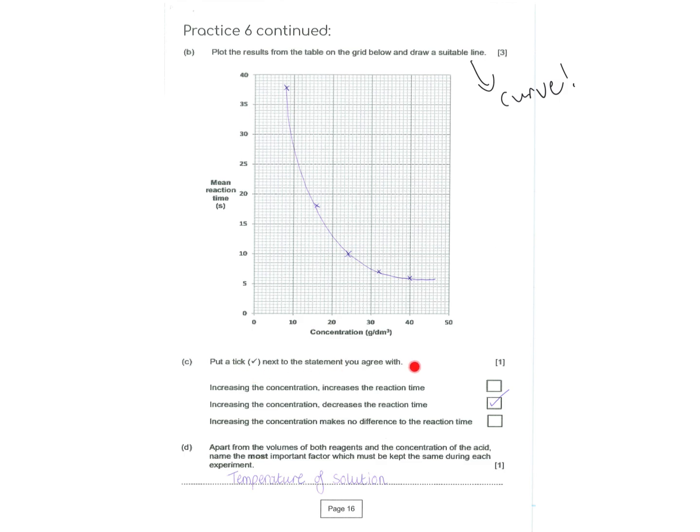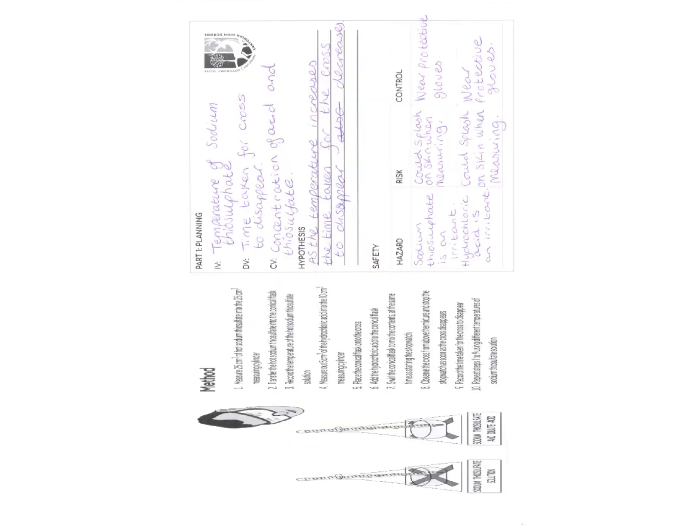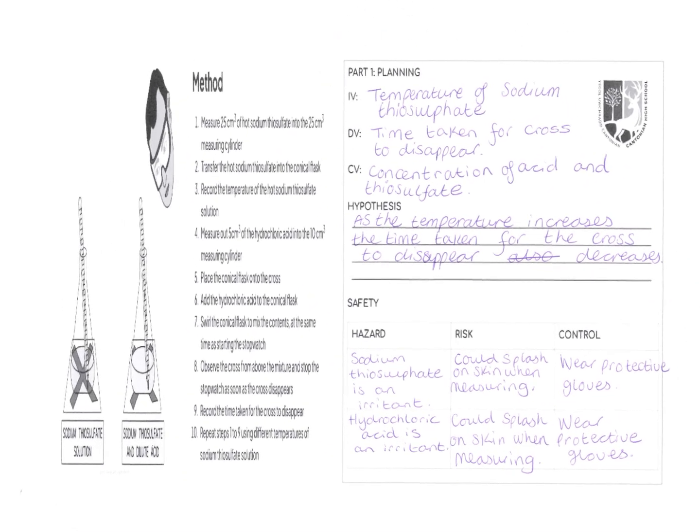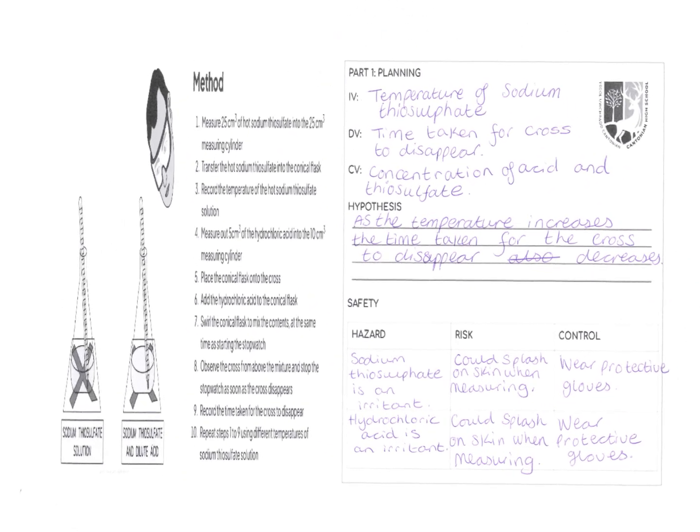This is a nice little statement. It says increasing the concentration decreases the reaction time. I've just talked about that on the previous page. Apart from volume, both reagents, the concentration of acid, name the most important factor. I would say temperature, because temperature we know has a big effect on rate. And then again, that's just talking through that experiment I've just done the past paper for. If you didn't get a chance to do it in class, then there is the method there and key variables, hypothesis, hazards that you might come across.